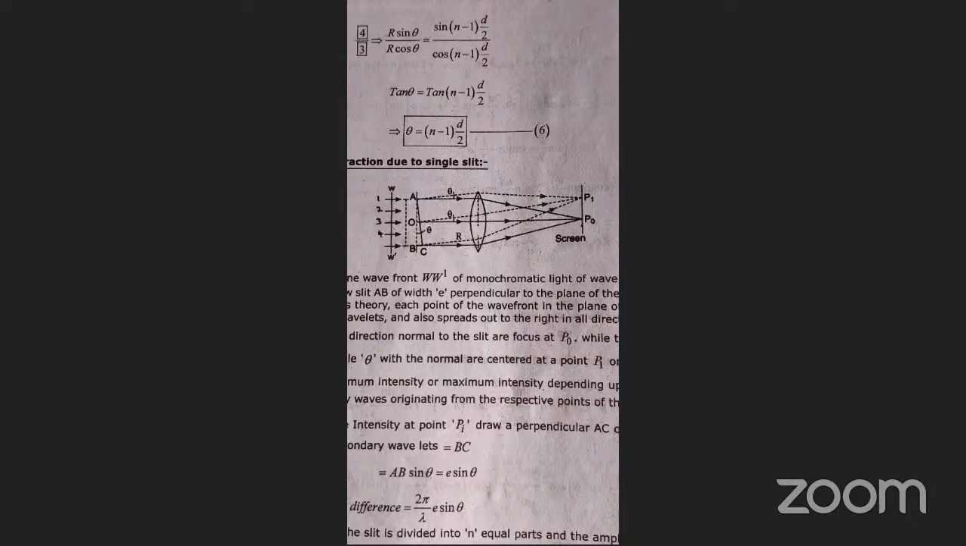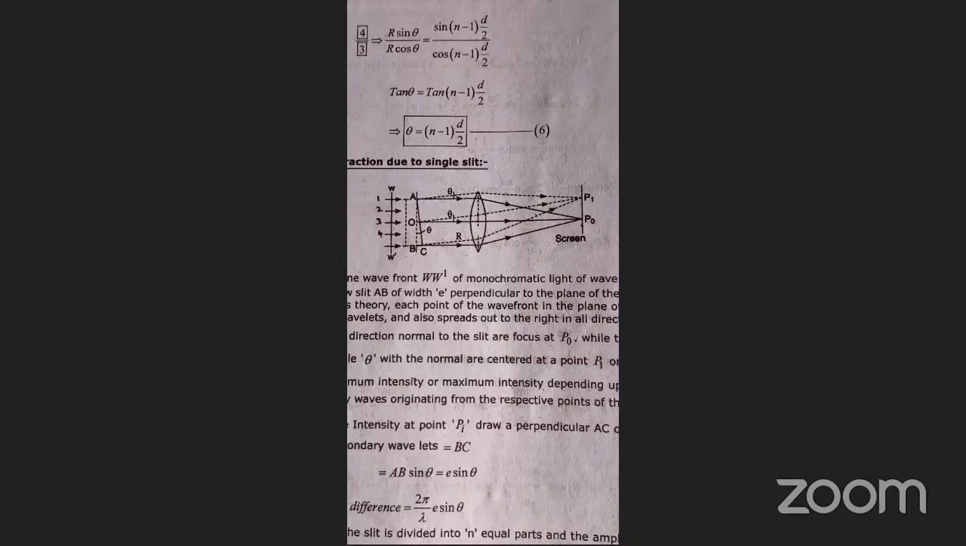Where it is maximum intensity and where it is minimum intensity on the screen, we find by considering the path difference. To calculate the intensity at point P1, whether the intensity value is maximum or minimum, you draw a perpendicular AC on BR in the figure. Hence the path difference between the first wave and the secondary wavelets is what?